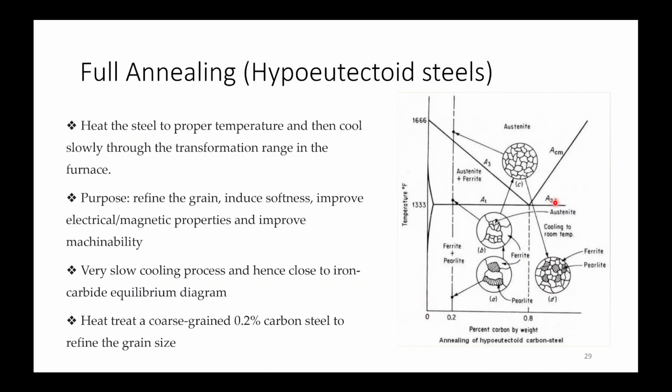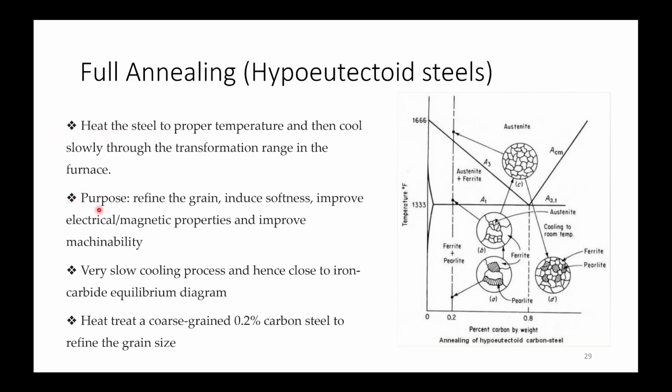First is full annealing. This is for hypoeutectoid steels. In this case, heat the steel to the proper temperature and then cool slowly through the transformation region in the furnace. So annealing is also called furnace cooling, and normalizing is air cooling. In hardening, you quench the material using various mediums, which can be oil quenching or water quenching, depending on what cooling rate you require.